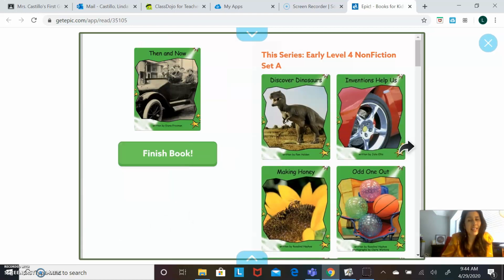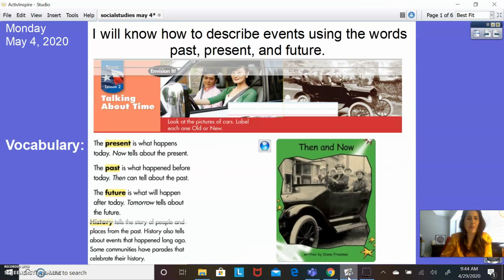So that is the end of this book. And I just kind of wanted to share that book with you because that does talk about then, which is, remember, the past. And it talks about now, which is present. Now means present, about what's happening today and the things that happen today and are available today.